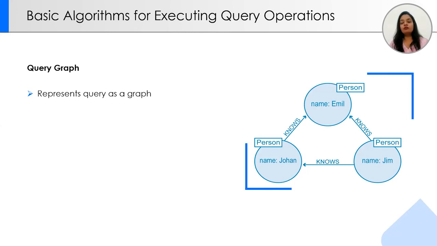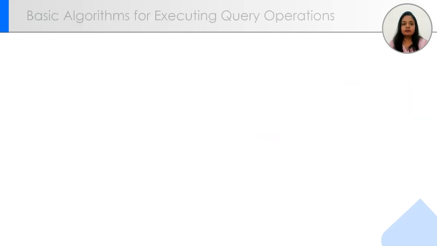Now, query graph we are going to discuss in detail in the upcoming sessions, but it represents a query as a graph. So as you can see here in the image, basically this is a graph. It is nothing but a query. So here are the nodes, which are relations or constants. And there are edges, which are operations, the relational algebra operation.